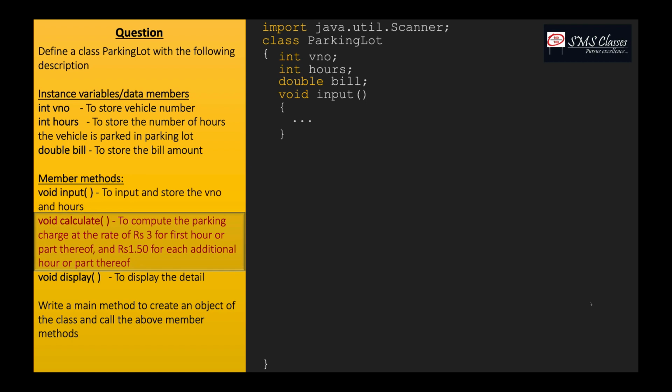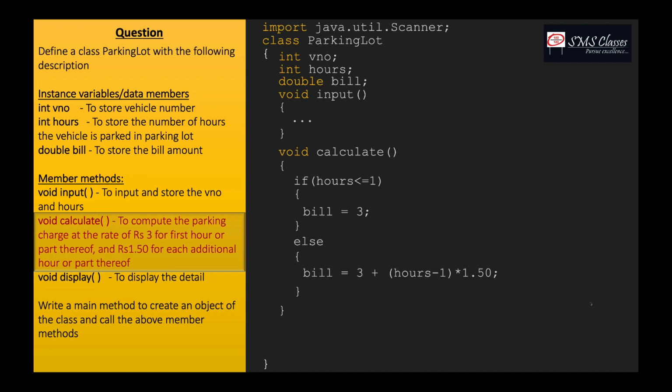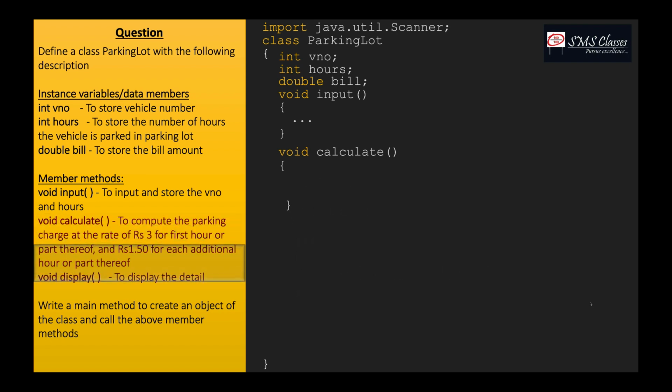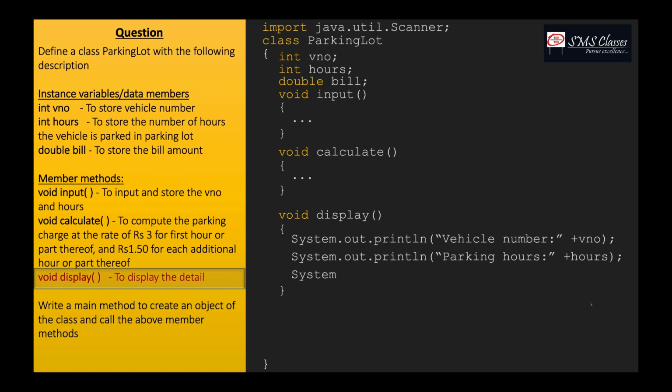Next we go to the calculate method. Calculate is very simple. First 1 hour is 3 rupees, and after that each hour is 1 rupee 50 paise. So we write a simple if else to calculate the bill. Calculate method is over. Next is the display method. In the display method, we just need to display the details, that includes vehicle number, hours, and the bill we calculated right now.